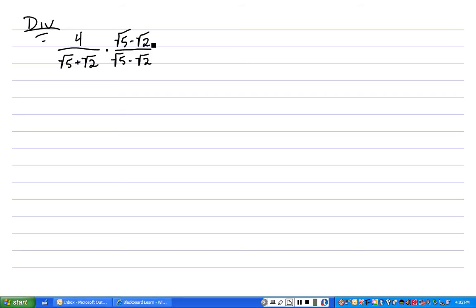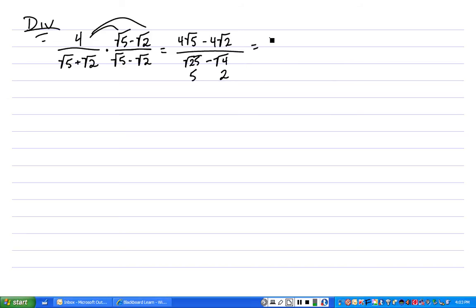Okay, so now I can distribute my 4 and do F and L on my denominator. So in the numerator, I get 4 times square root of 5 minus 4 times square root of 2. In the denominator, I get the first times first, which is the square root of 25, and I get minus the last times the last, which is the square root of 4. Square root of 25 is 5, square root of 4 is 2.